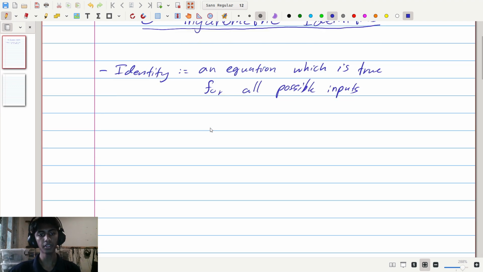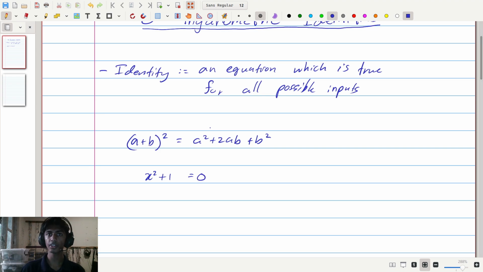Well, for example, the equation (a plus b) squared is a squared plus 2ab plus b squared is always true, no matter whatever the a and b we substitute into here. No matter what the a and b are in this case, this equation will always be true. In contrast, something like x squared plus 1 is equal to 0 has a certain finite set of solutions. There's only certain values of x that we can substitute into here in order to get that x squared plus 1 is equal to 0.